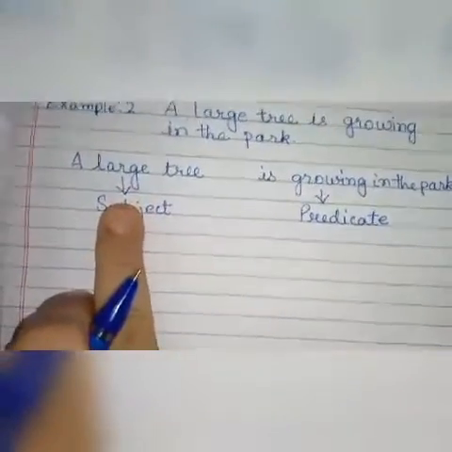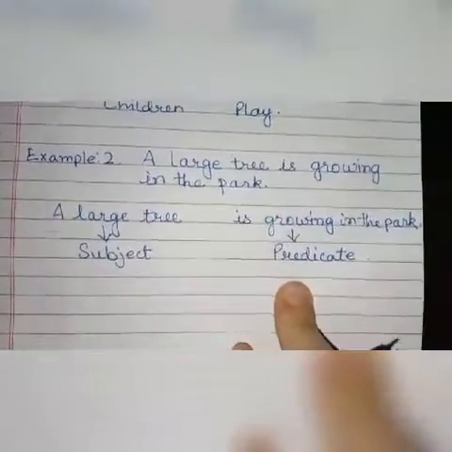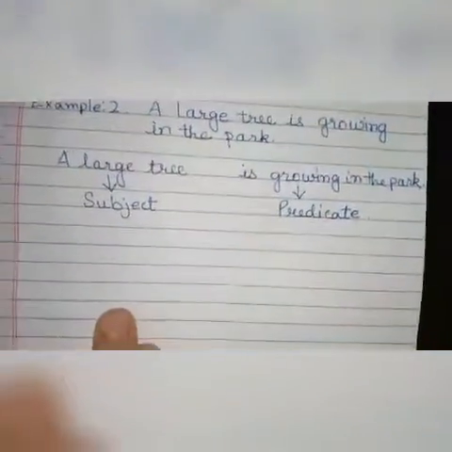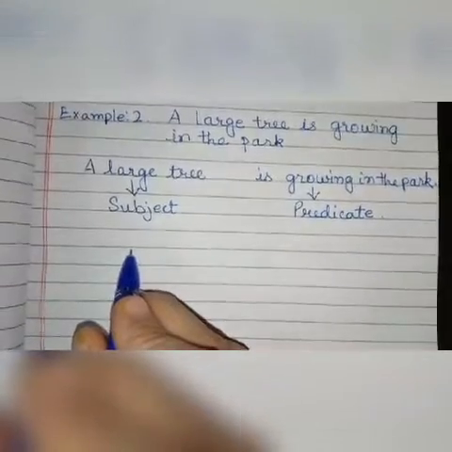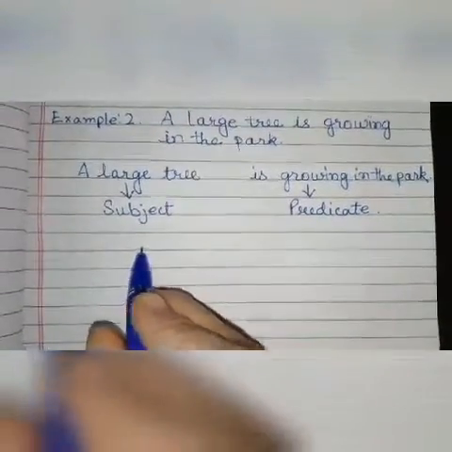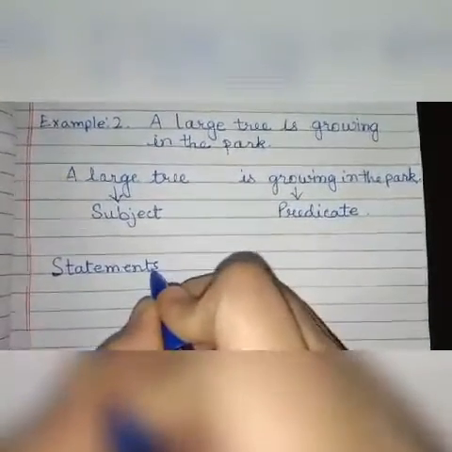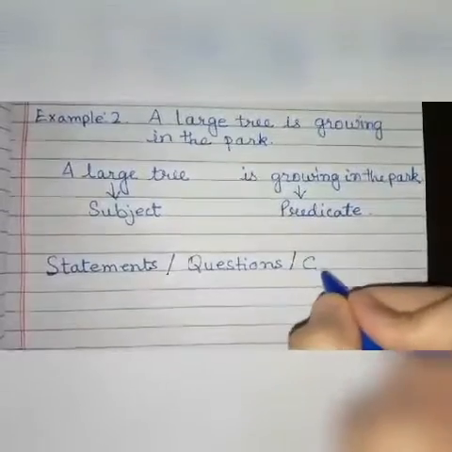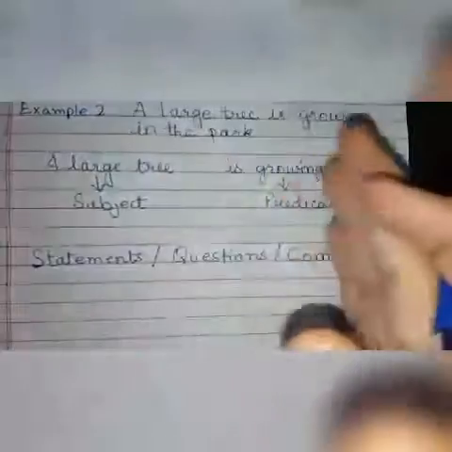A large tree is the subject. And what do we say about the tree? So, is growing in the park is the predicate over here. The subject is the first part of the sentence and the predicate is the second part of the sentence. Now, with the help of a few more examples, you will be able to understand subject and predicate more properly. Let me tell you, all sentences, whether they are statements, questions or commands, can be divided in these two parts, the subject and the predicate.